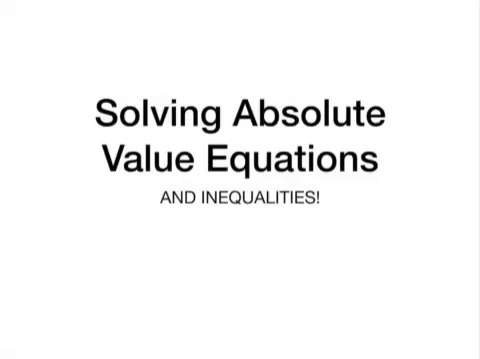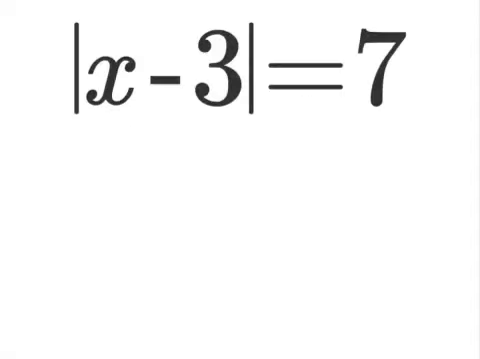Today we're going to be talking about solving absolute value equations and inequalities. Here's our first absolute value equation: the absolute value of x minus 3 equals 7. Now when we're doing an absolute value equation, there are actually two possible answers where x minus 3 will equal 7. The first is where we just take the equation as is written.